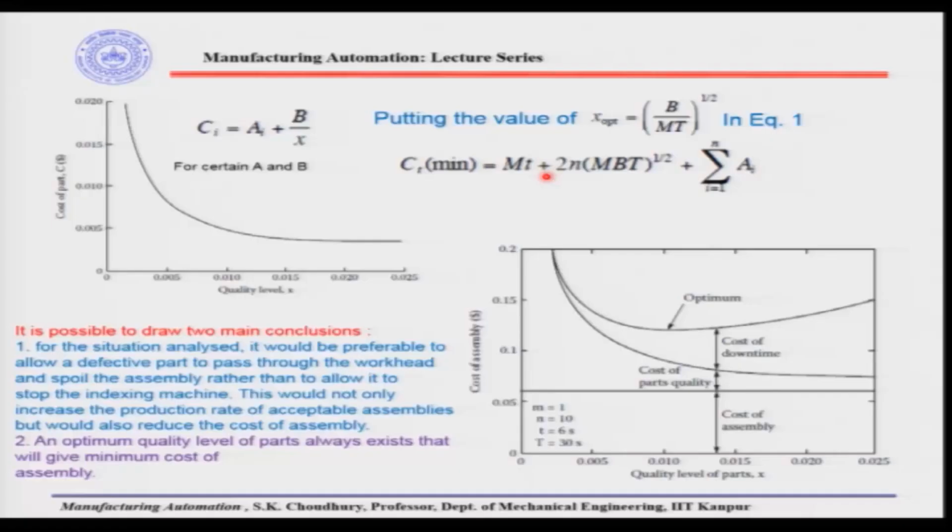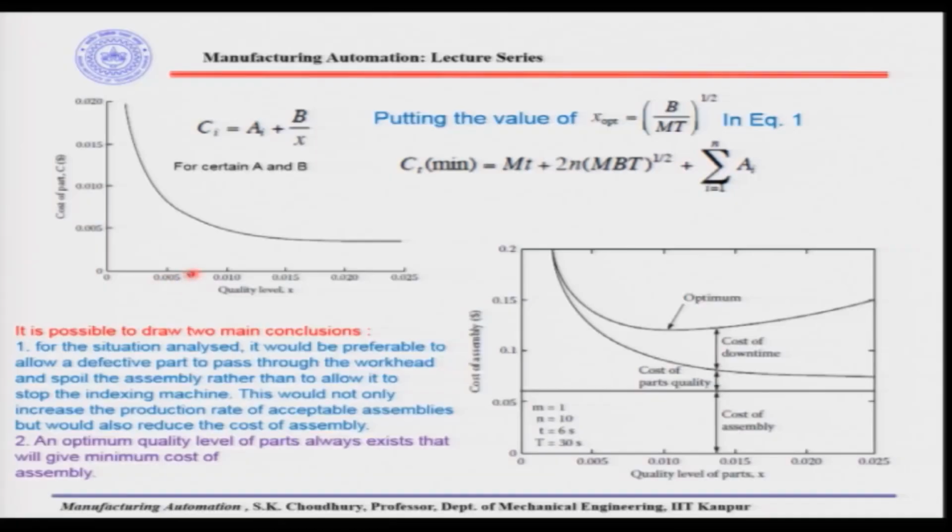Now, if we draw the curve for the parts, for example, for certain A and B values, with the cost of part here and the quality level here, the equation goes like this, meaning that as the quality level number is increasing, the cost will be decreasing. That means, the higher quality, the cost will be higher, on this side.